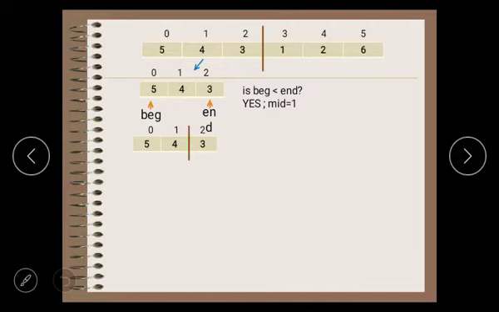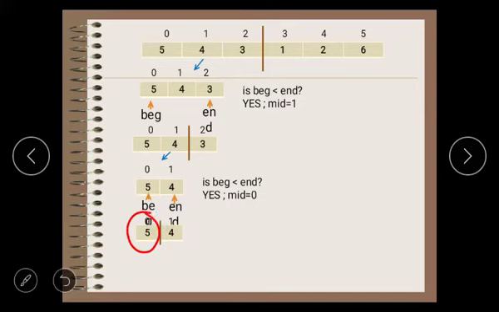Now consider the left sub array. This is the left sub array. What do we need to do now? Again, denote this left sub array with beg and end, and check the condition. Is beg less than end? Yes. Find out the mid: 0 plus 1 by 2 is equal to 0. Again, we consider the left sub array, that is 5 and 4. We need to consider only the left sub array.